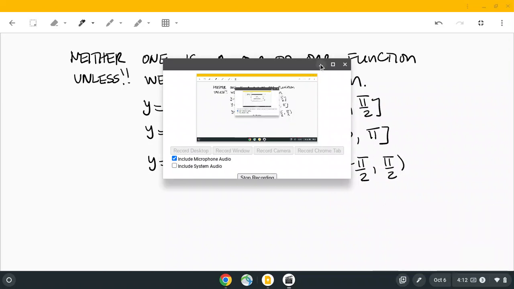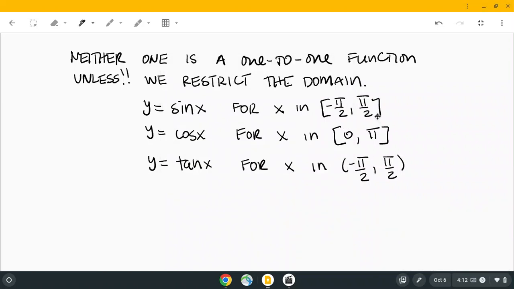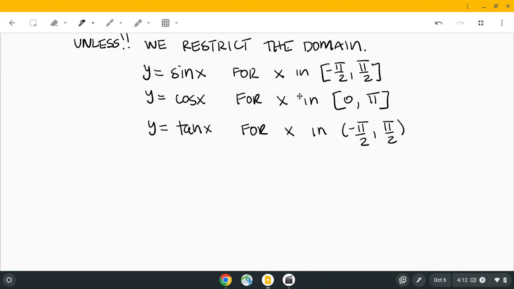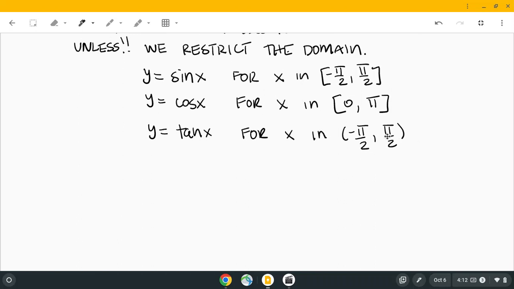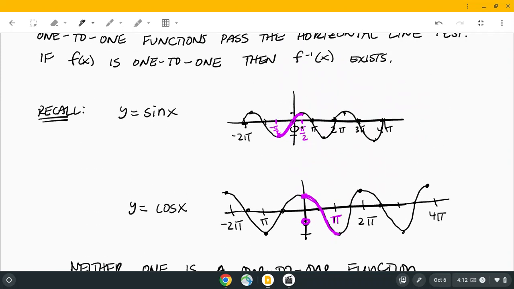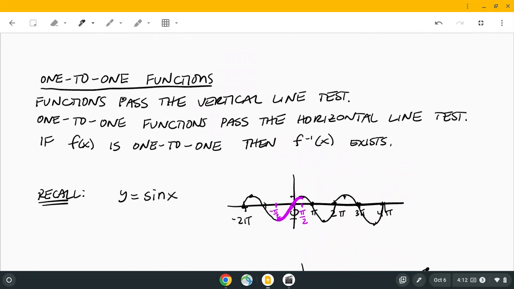Okay, so here we are in 4.7 part 2. This is where we left off in part 1. We talked about how we need to restrict the domain for these trig functions in order for them to be one-to-one, so that we can talk about inverse functions, because in order for the inverse to exist, the function needs to be one-to-one. And it's one-to-one if it passes the vertical and horizontal line test.